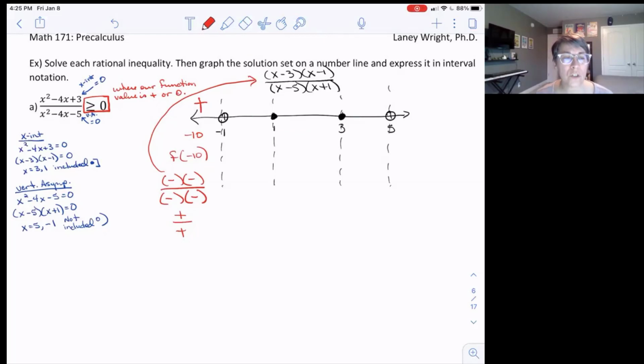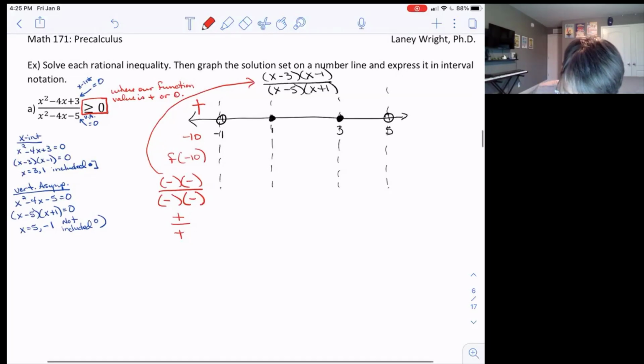If that confuses you, plug it in. Plug in -10, see if you get a positive or negative number. You can always put those into your calculator and use your table. You just need to show me on your exams and your quizzes how you found it or what you did to find it. Now let's choose a point between -1 and 1. Again, 0 is my favorite.